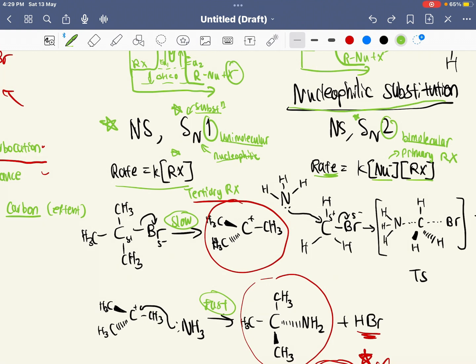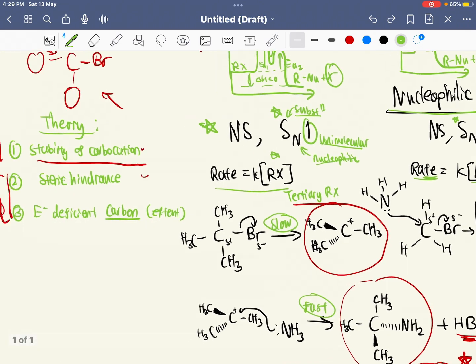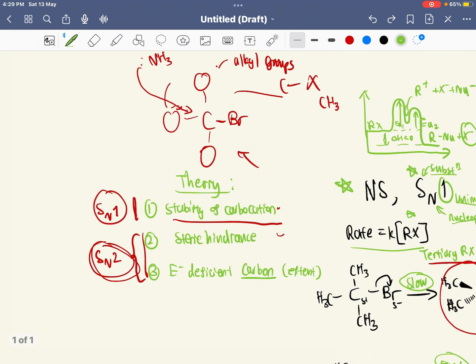Okay, so why do we have SN1 and SN2? Let us look at the theory now. There are 3 arguments to this. The first one is the stability of the carbocation ion. Second is the steric hindrance. Third is the electron deficiency of the carbon, like the extent to which it is electron deficient.